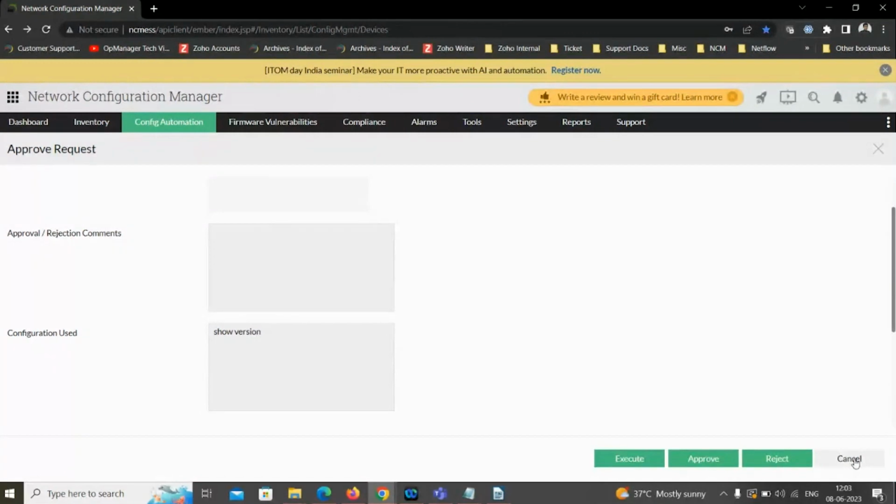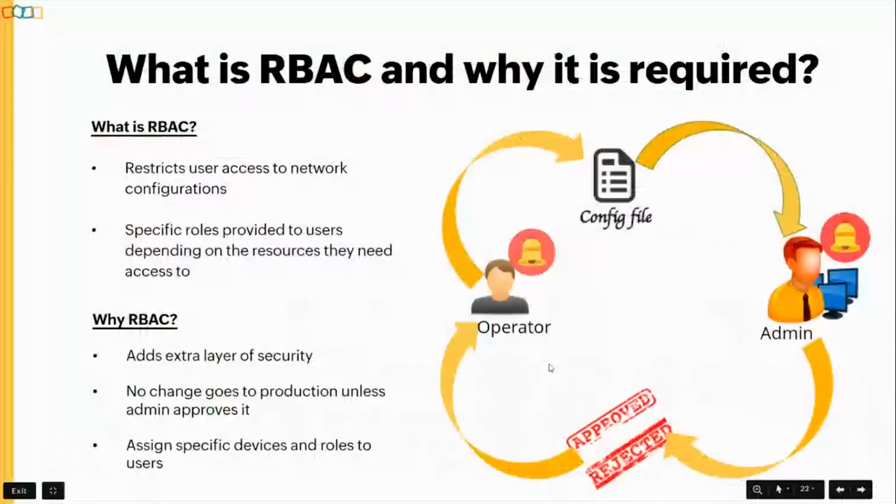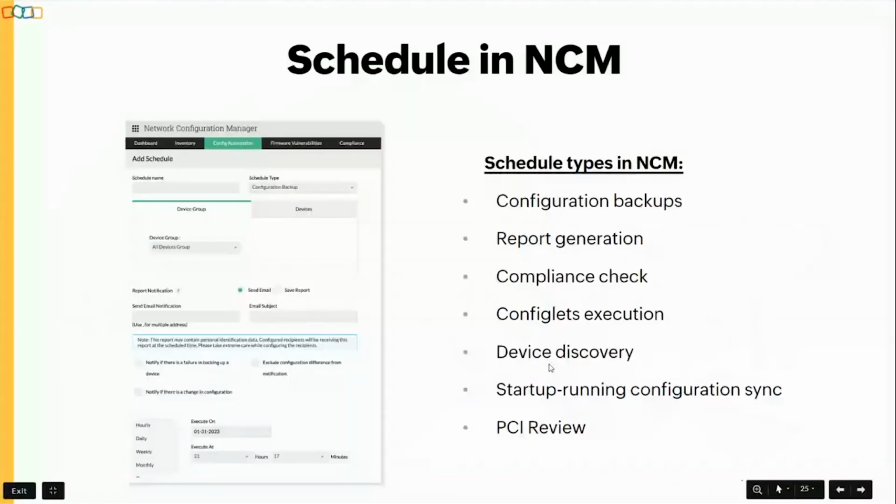Moving on, we'll see about the schedule feature in Network Configuration Manager. NCM provides you the options to schedule various operations which are majorly used, such as configuration backup, configuration execution, compliance check, report generation, etc. Based on the requirement, you can choose the schedule type and configure the task to be performed automatically by Network Configuration Manager. Let me show you on the UI how to create a schedule.